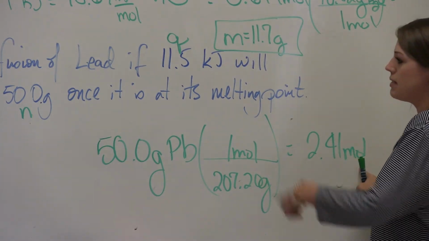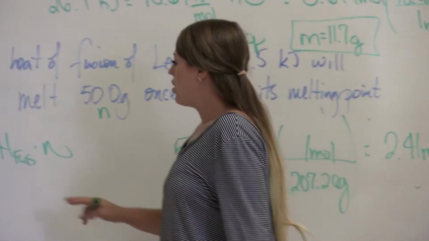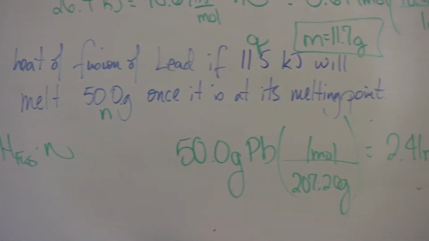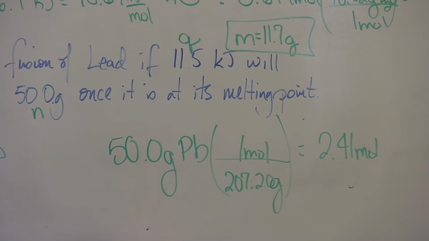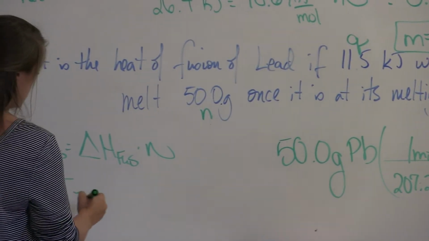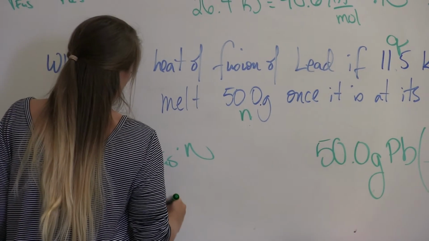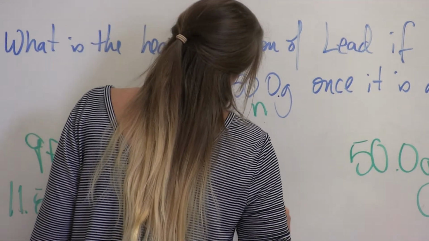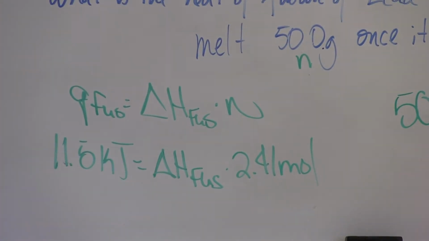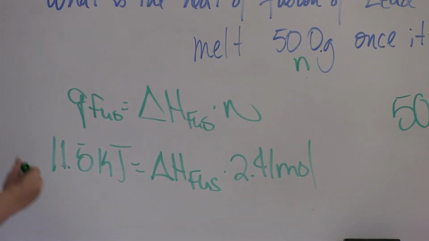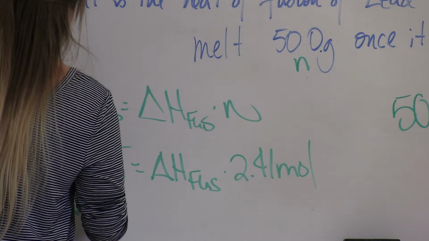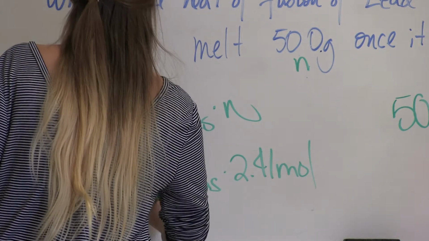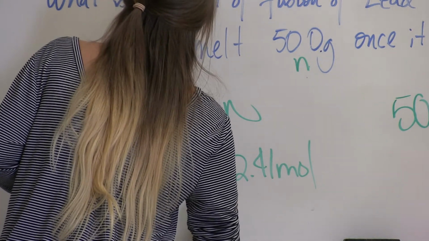Now we can take this and plug it into our equation. Our Q of fusion was given to us, it's 11.5 kilojoules. So 11.5 kilojoules equals our delta H of fusion, which we don't know, that's what we're solving for, times the number of moles, 0.241 moles. To solve for delta H, you divide by the moles, and we get that our delta H of fusion is equal to 47.7 kilojoules per mole.